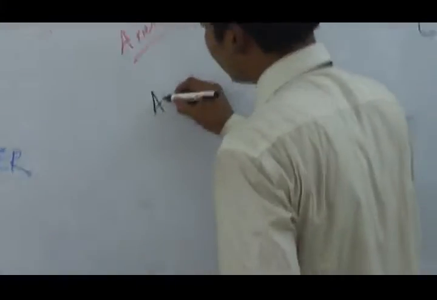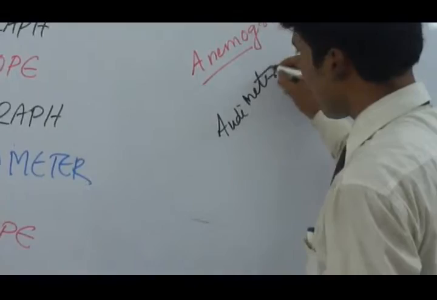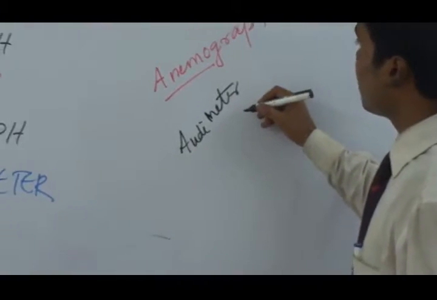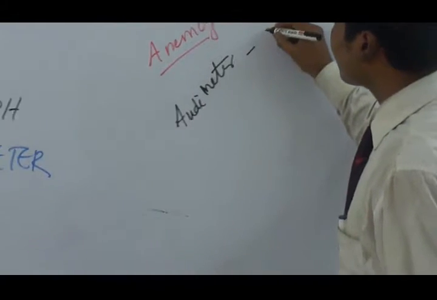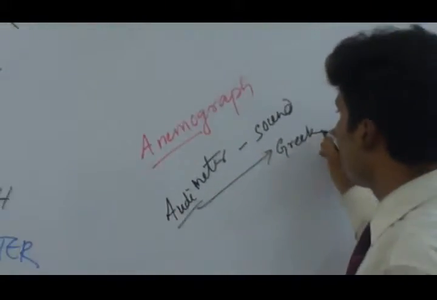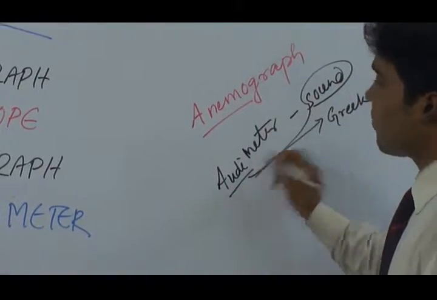Another thing is audimeter. What is audimeter actually? Audimeter means something which is used for measuring sound. Okay, audi is sound in Greek literature. In Greek literature, sound. So audimeter.